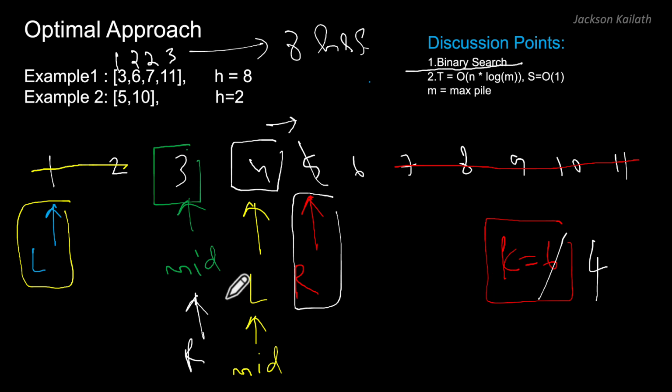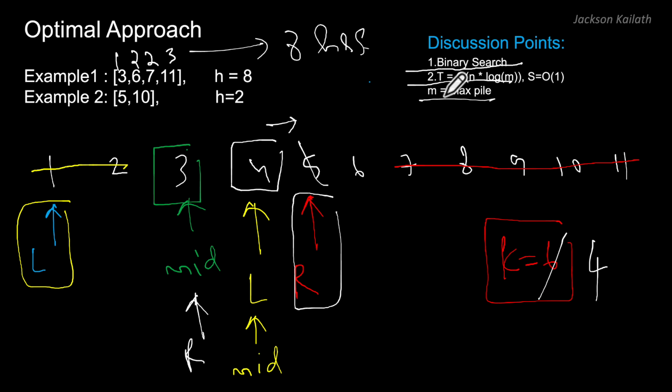Notice that we just implemented a normal binary search for the values from 1 to 11 to find the minimum workable speed. And this is how we can solve this question in O of n log m time complexity, where m is the maximum value in the given piles array and n is the size of the piles array.